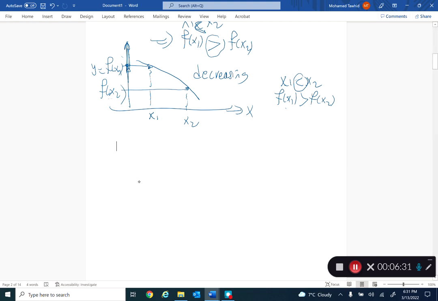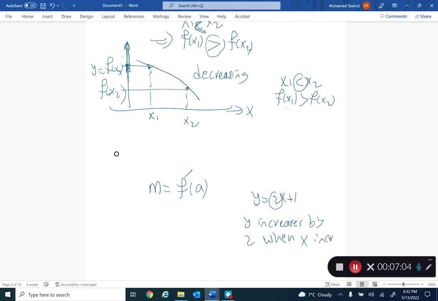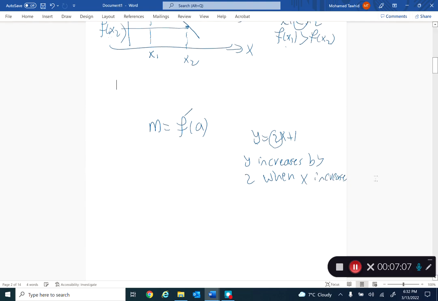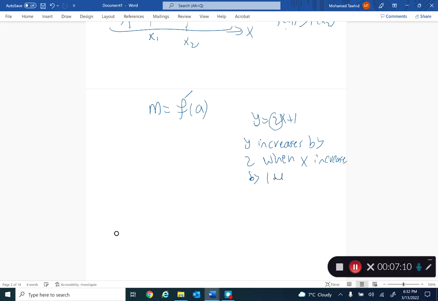About slope. Remember when I gave you in class, what is the slope? The slope for a nonlinear function is nothing but your derivative at a. When I have a linear function y equals mx plus b, for example 2x plus 1, what is your slope here? Your slope here is 2. So your y is going to increase by 2 units when x increases by 1 unit. So that is your slope.